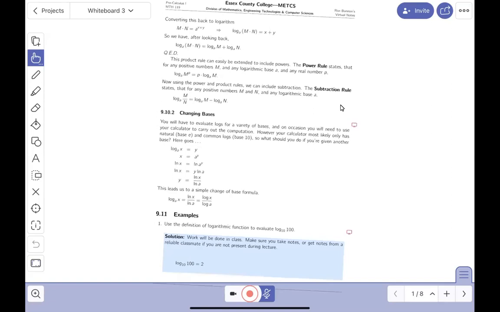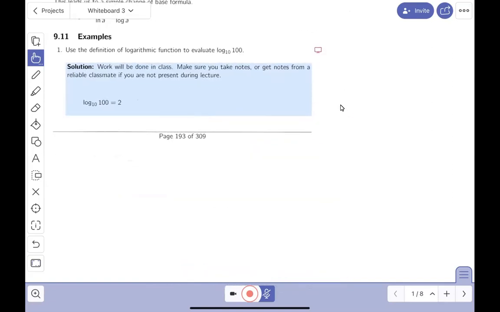Okay, we're on the examples and we'll do them. So first example is use the definition of logarithms. Let me just point out what I mean by that.